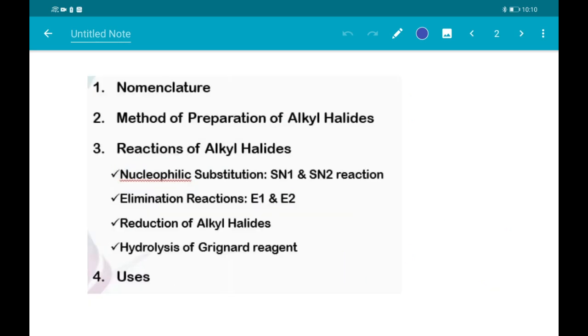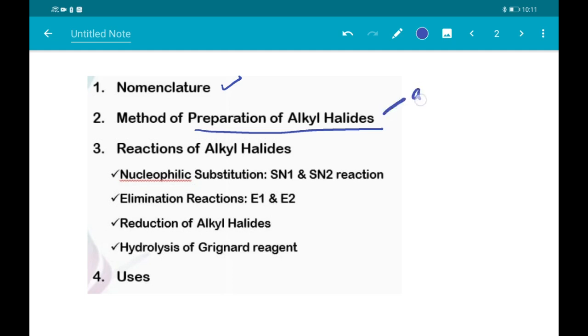Here are the outlines for this topic. Of course, we're going to have nomenclature on how to propose the common and also the IUPAC name for alkyl halides. The method of preparation of alkyl halide has already been discussed in a previous chapter. So for this chapter, only two are highlighted, although for the previous topic we have more than that.